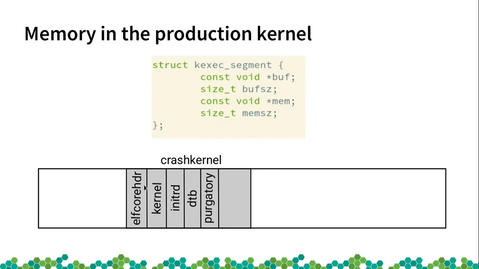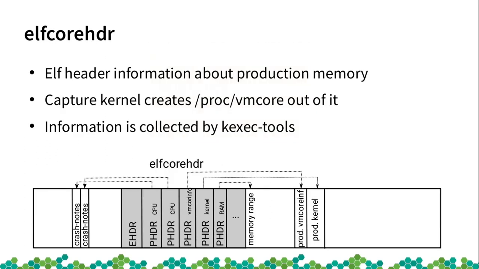The ELF core header, device tree, and purgatory are a bit different, and I will go more into detail now about this. The ELF core header is an ELF file which holds the information about the production memory. With this information, the capture system later can create the proc vmcore, which is a dump file that you can then copy somewhere and inspect what really happened in your system.